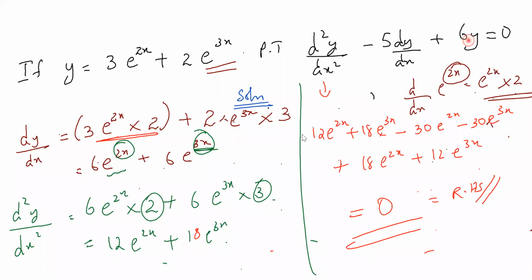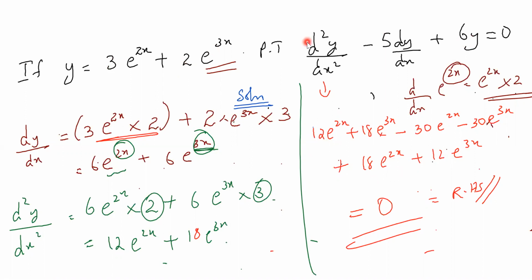6 into this question. What is my y? 6 into 3 is 18, correct? Yes, sir. 18 e power 2x. And what is this? 6 into 2 is what? 12. That's it. And what is my 18 plus 12? 30. 30 minus 30 gets cancelled. I'll just cancel this.